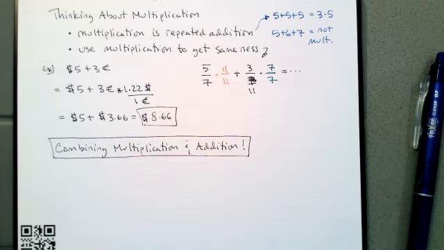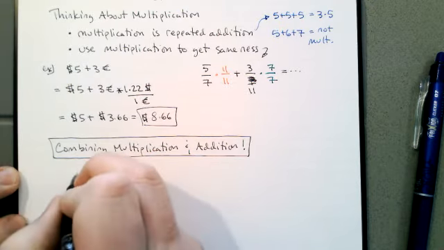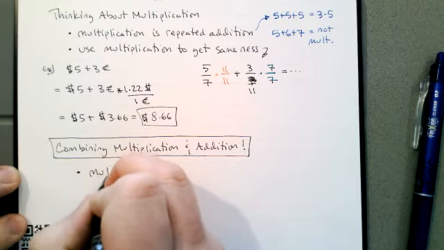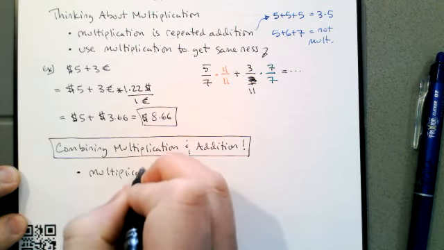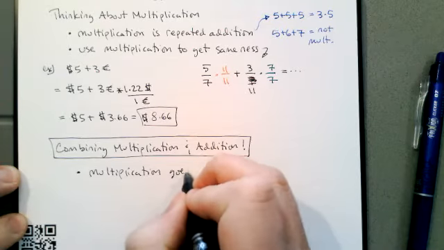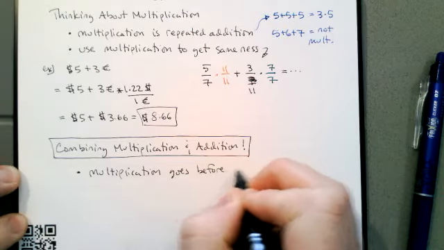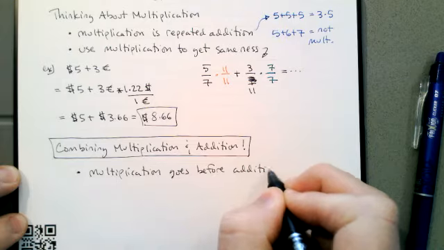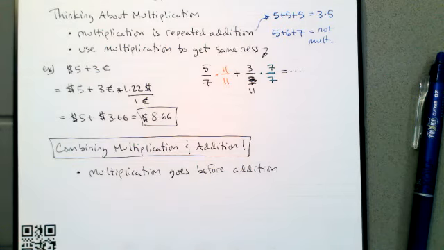There are two things that we want to think about when we start combining addition and multiplication, and they are, of course, related. First thing, multiplication goes before addition. First things first, multiplication goes before addition.